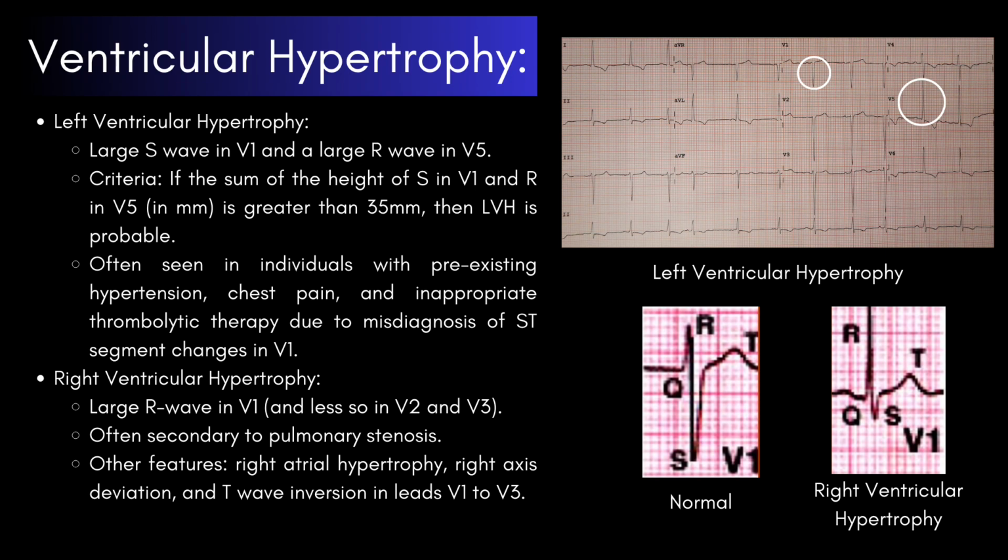in V1. Right ventricular hypertrophy: large R wave in V1, and less so in V2 and V3. Often secondary to pulmonary stenosis. Other features: right atrial hypertrophy, right axis deviation, and T wave inversion in leads V1 to V3.